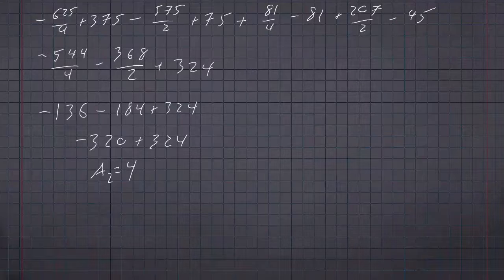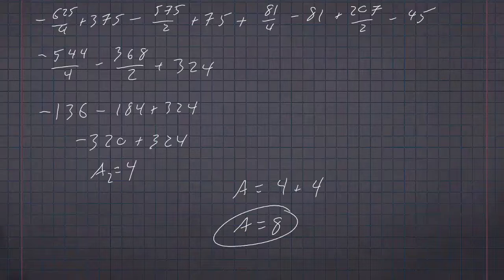And finally, to wrap everything up, the total area was the area of the first region plus the area of the second region. We get that the area bound by the curves and the x-axis for this particular graph is 8.